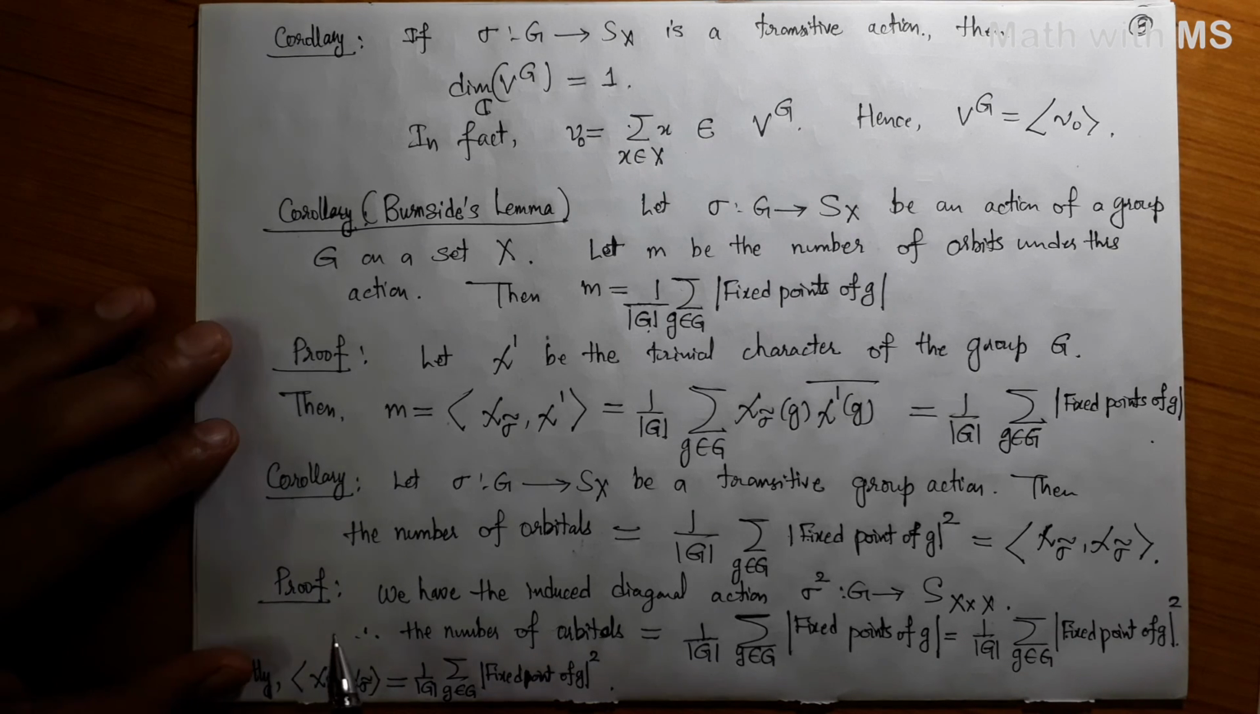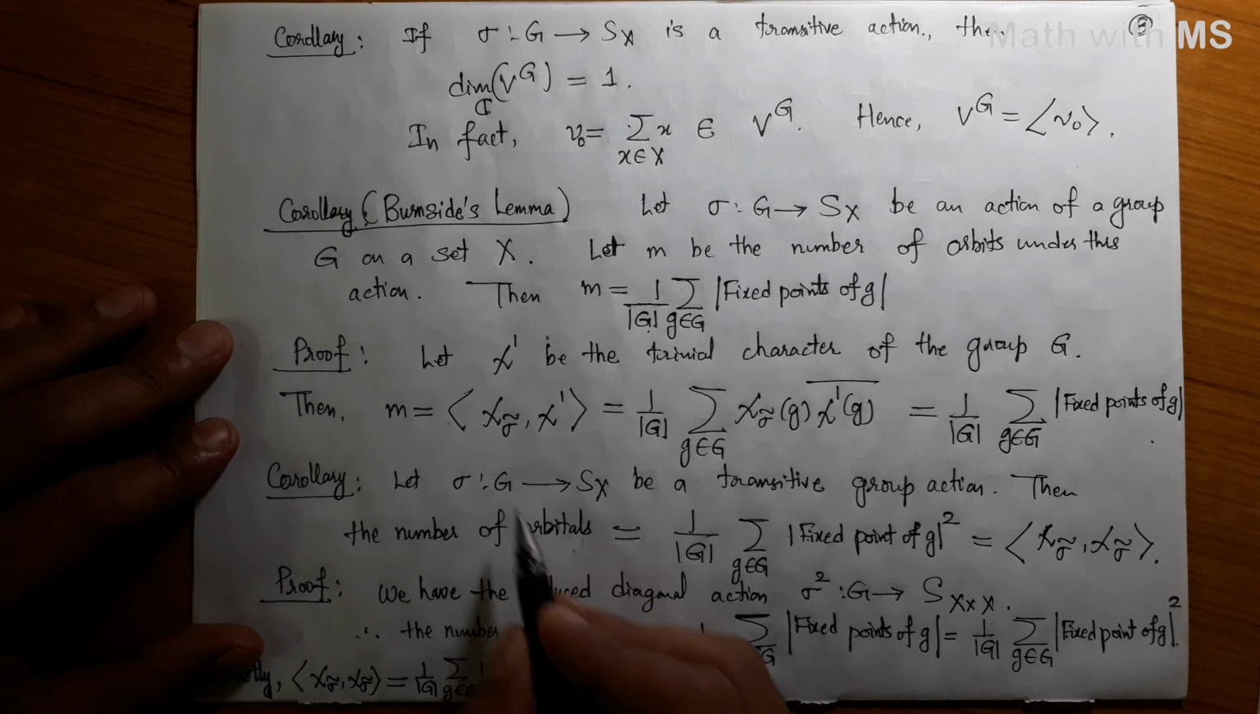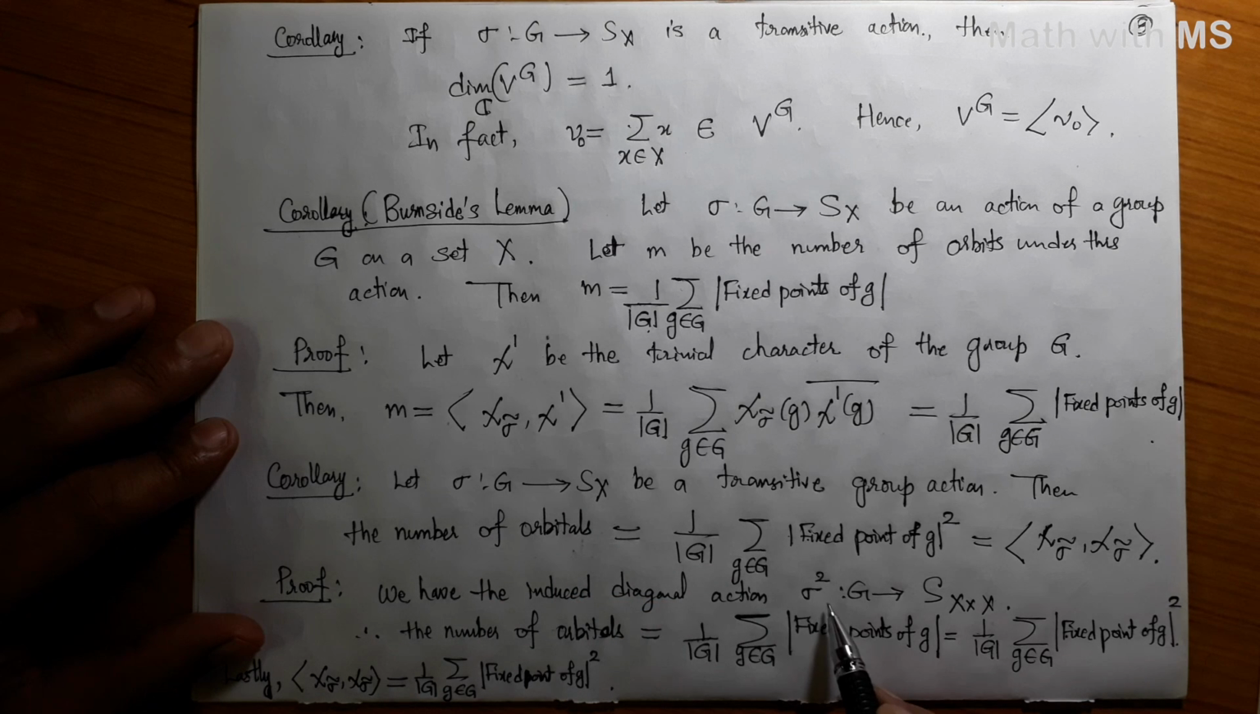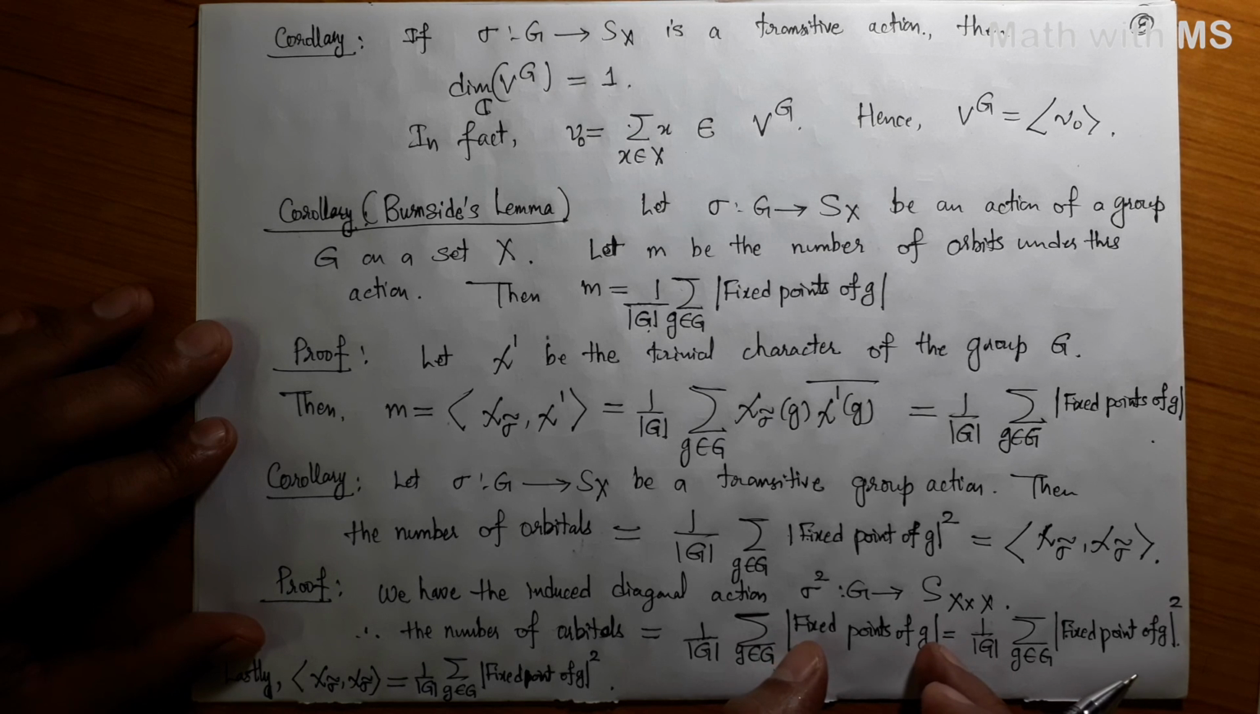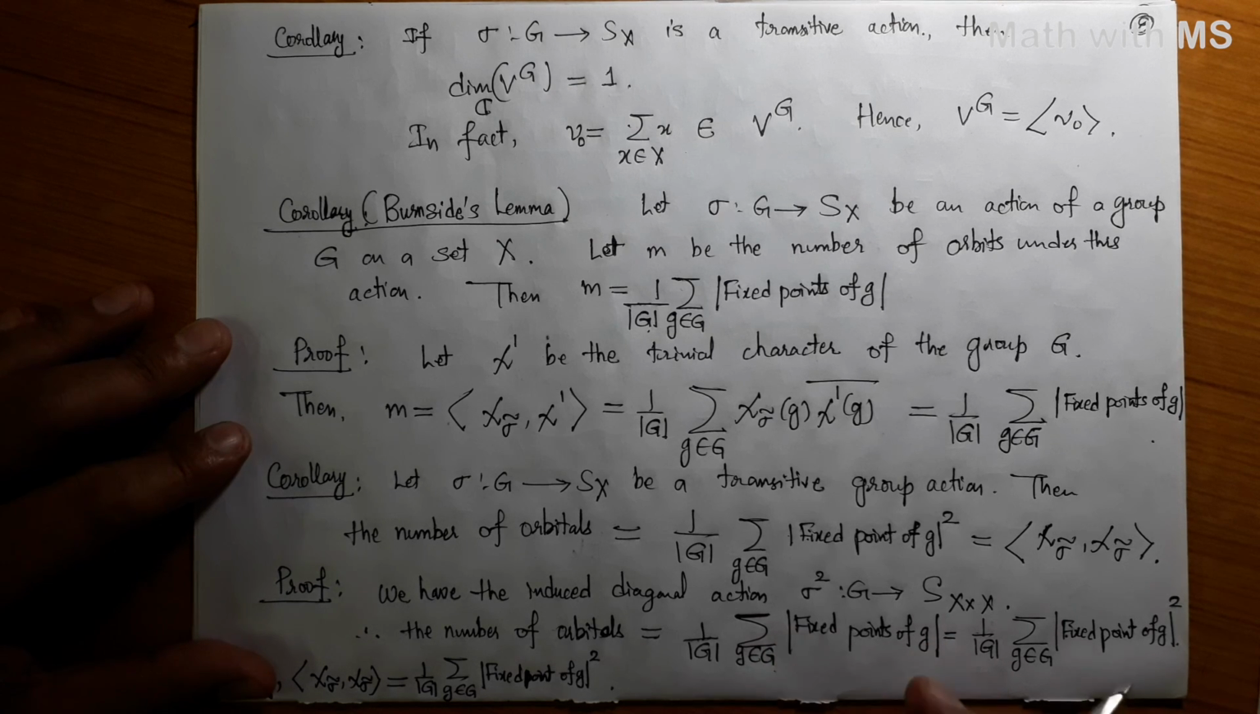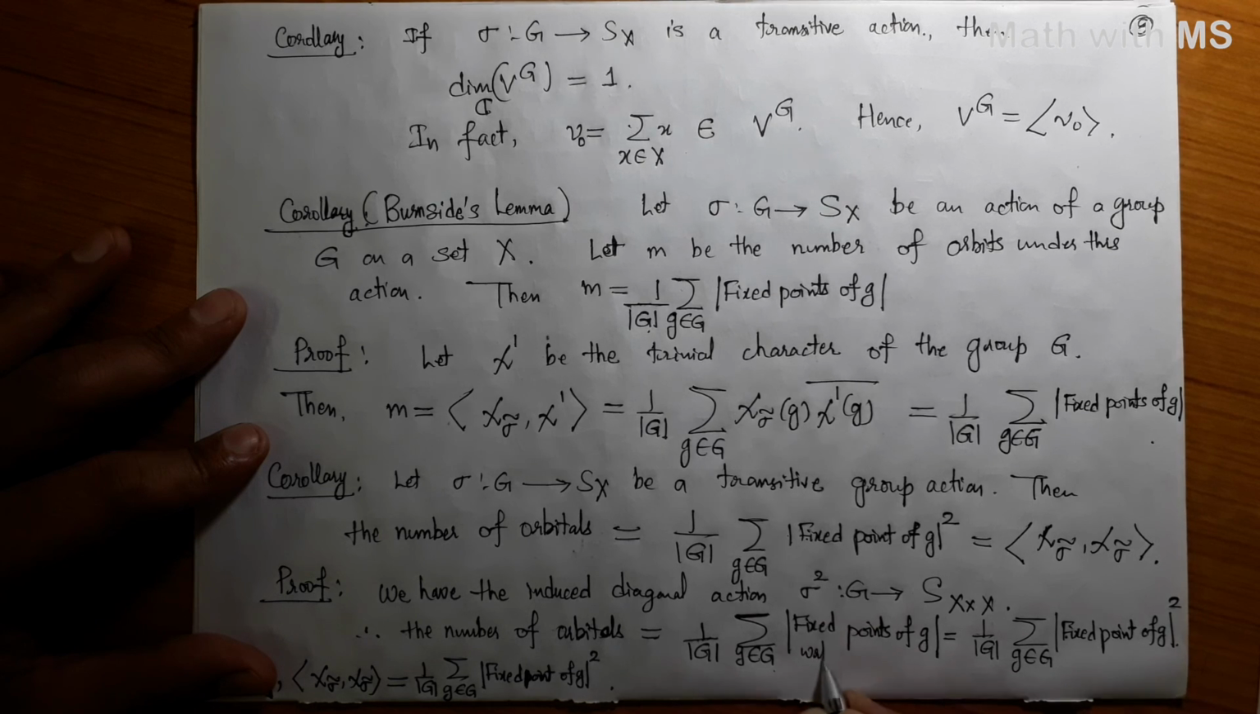Okay, let's prove it. So given an action sigma, we have this induced two-fold diagonal action sigma 2 from G to the symmetric group on X cross X. Now by Burnside's lemma, the number of orbits of this action, which is the same as the number of orbitals, is the same as 1 by order of the group G, summation g in G, and the cardinality of the fixed points of g. Okay, but notice here that this fixed point of g means with respect to the two-fold diagonal action. So maybe I should write here, with respect to sigma 2.